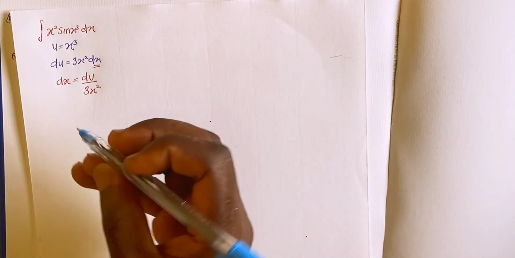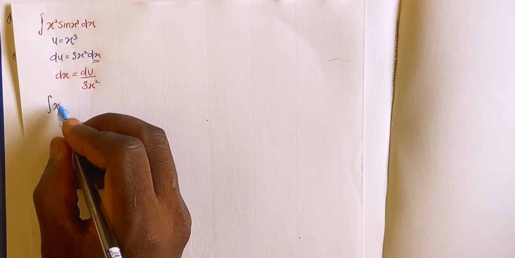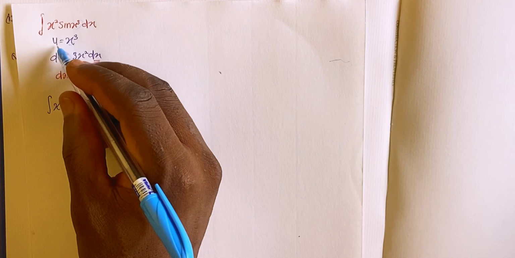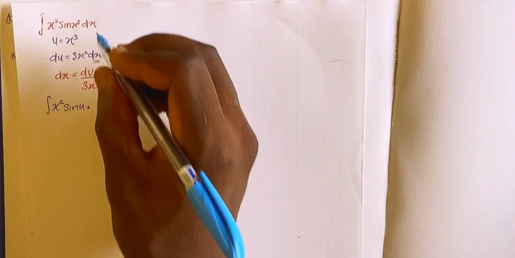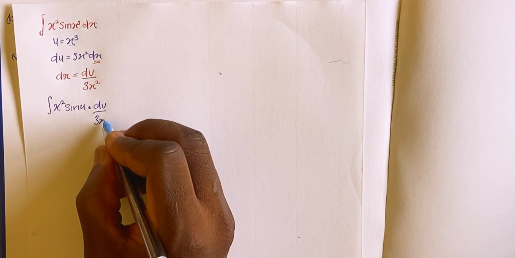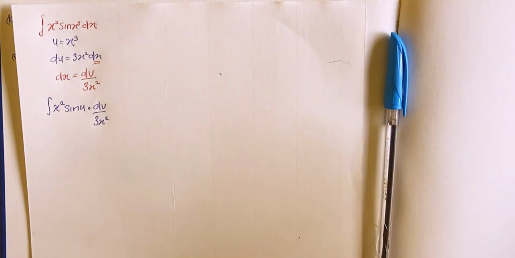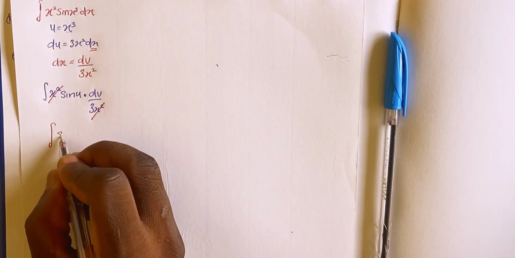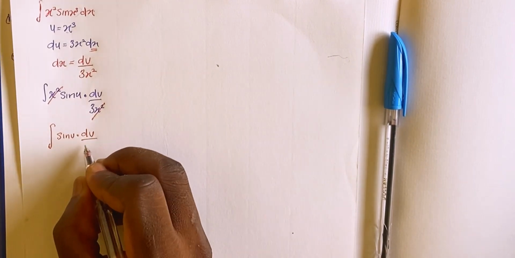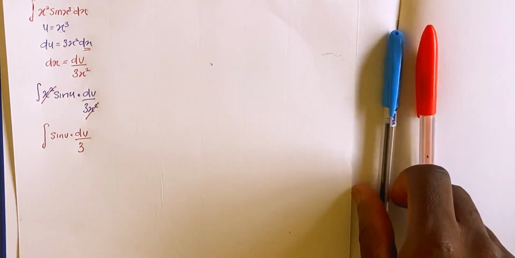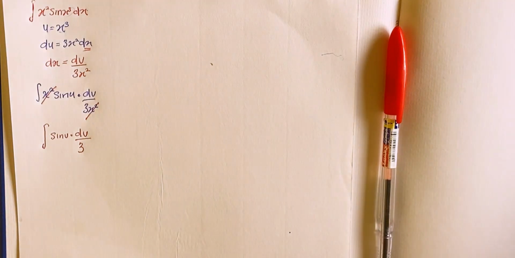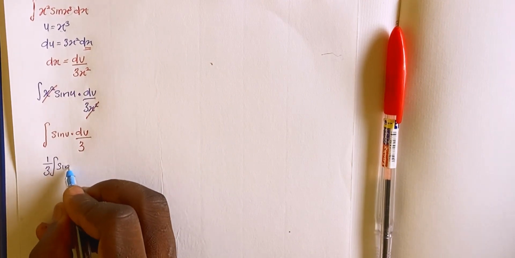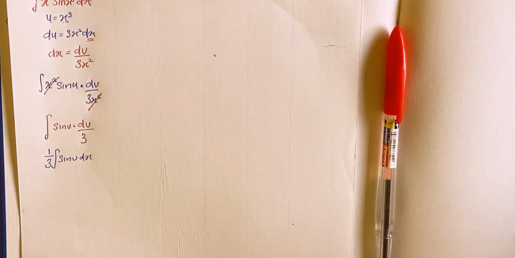Then let me go back to my question. Looking at this, I'm going to have the integral of x squared, right? Then sine. Instead of writing x raised to power 3, I'm going to write u, because x raised to power 3 equals u. I'm going to have sine u multiplied by my dx, which is equal to du over 3x squared. If you check it very well, I can just cancel this out, so that everything is going to be the integral of sine u multiplied by du over 3. Now, according to the basic rule of integral calculus, whenever I have a constant, I can factorize it out, so that this becomes 1 over 3 integral of sine u du, right? So it's very simple.